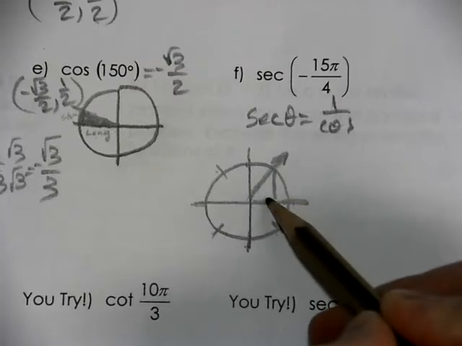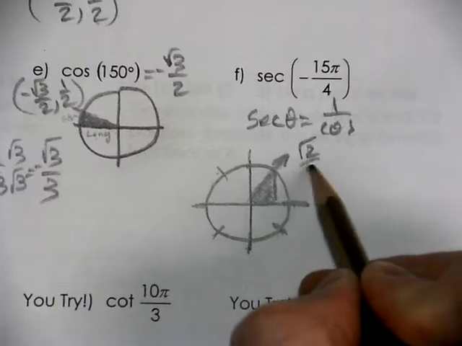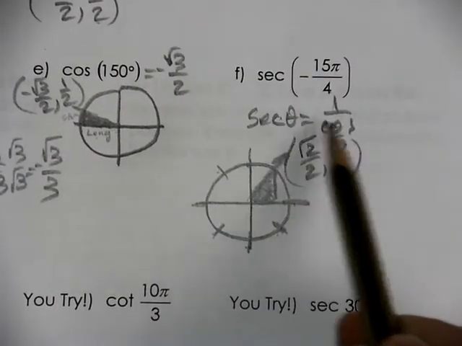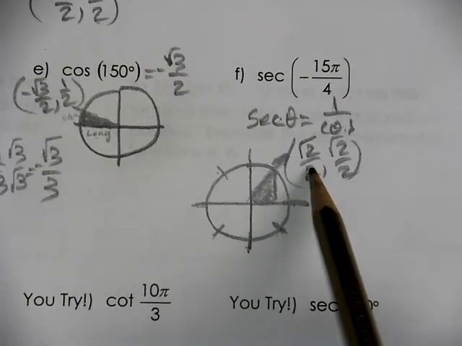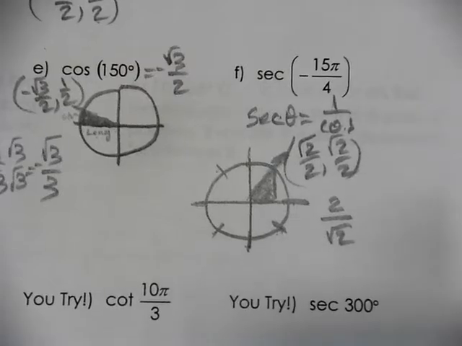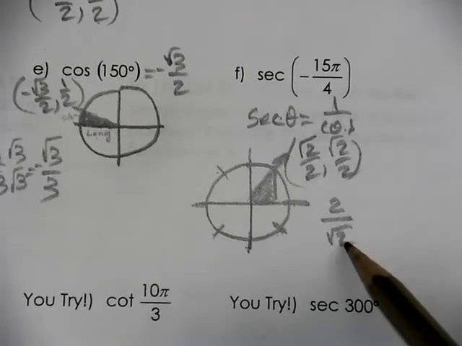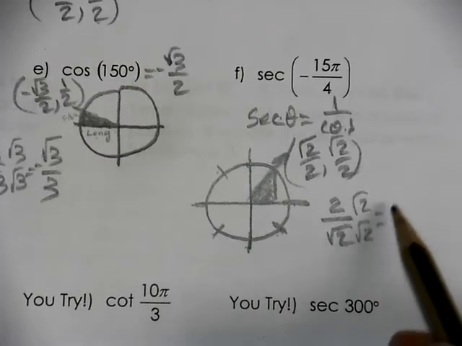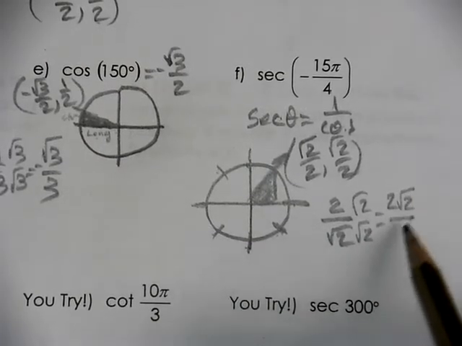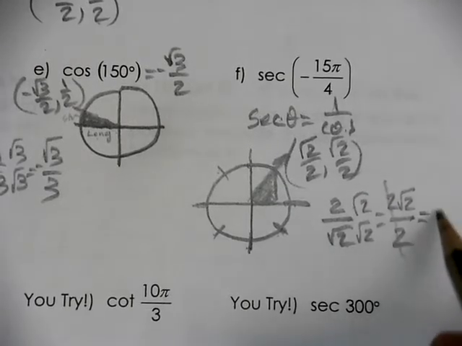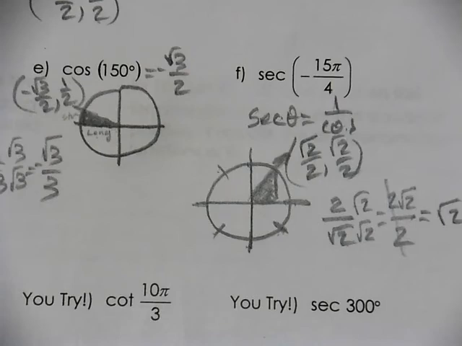So there is our triangle. This is a 45, 45, 90 triangle, so you know your root 2 over 2, root 2 over 2. Secant is the cosine flipped over. So we will flip over our cosine. Oh boy, we have a radical in the denominator, so we have to rationalize the denominator. And we can reduce the 2's off, and our final answer is just root 2.